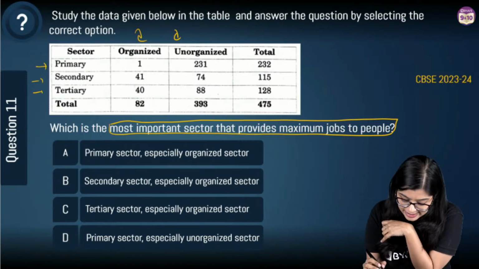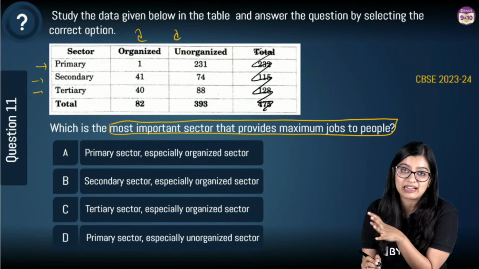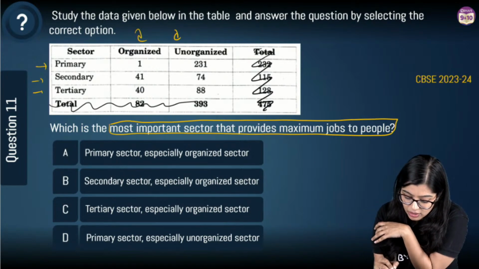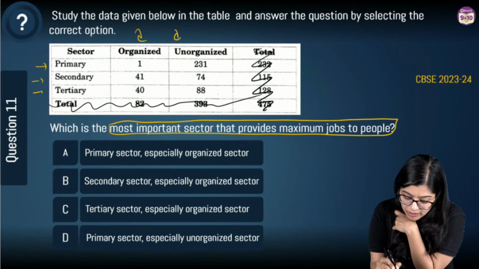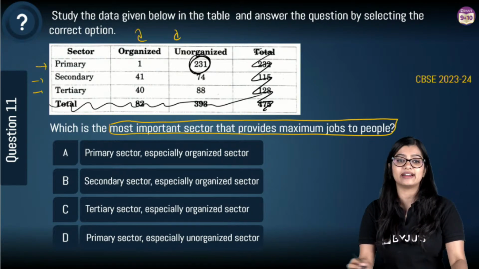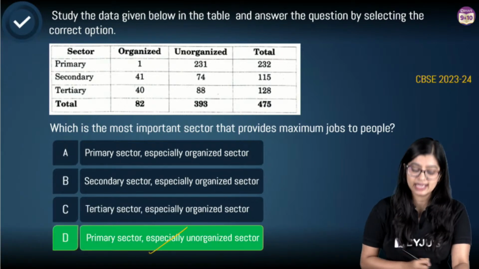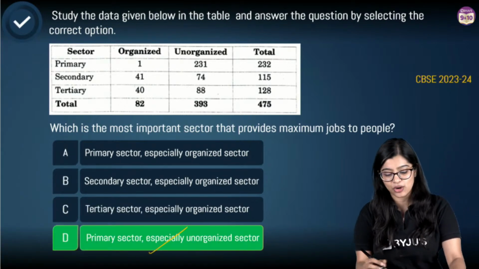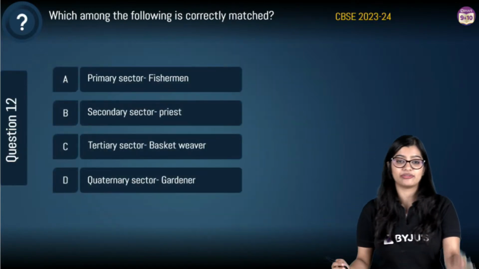So here what do we see? We see maximum employment. I don't want total. It doesn't matter to me. I don't want total here also because that's not asked of me, right? So now in this case, what do I see? Maximum employment is given. 231 people are employed in the primary sector and it is unorganized, right? So the correct answer here is option D. Very good. Now let's move on to question number 12, right?